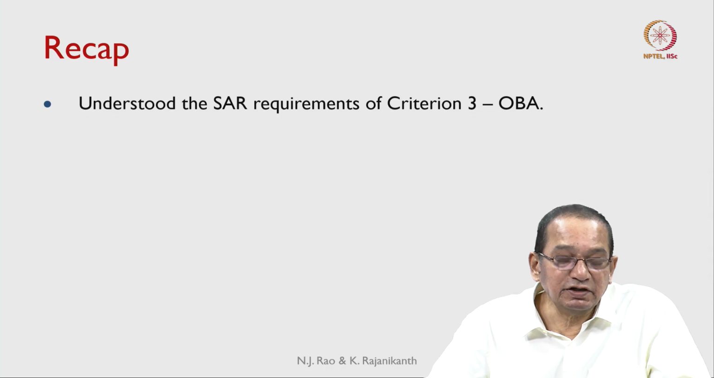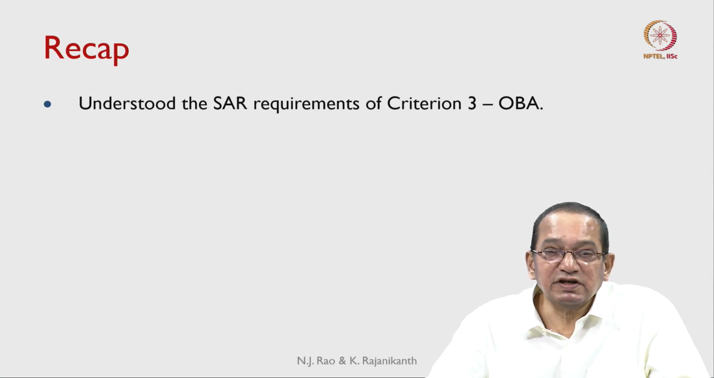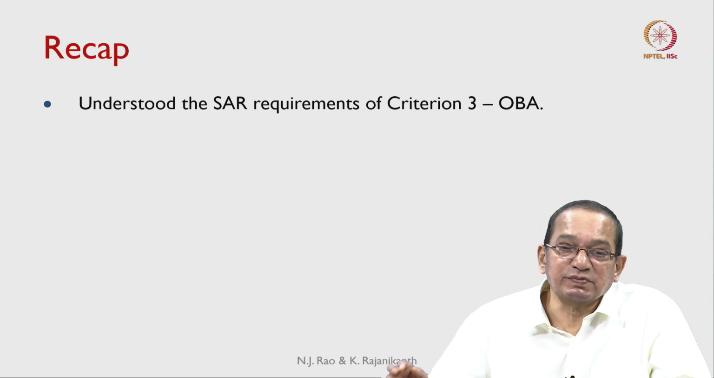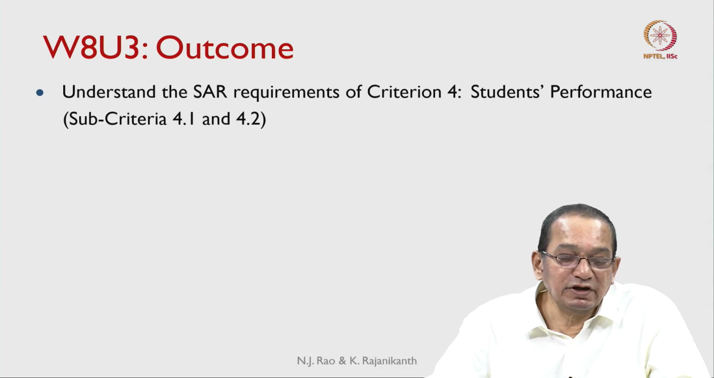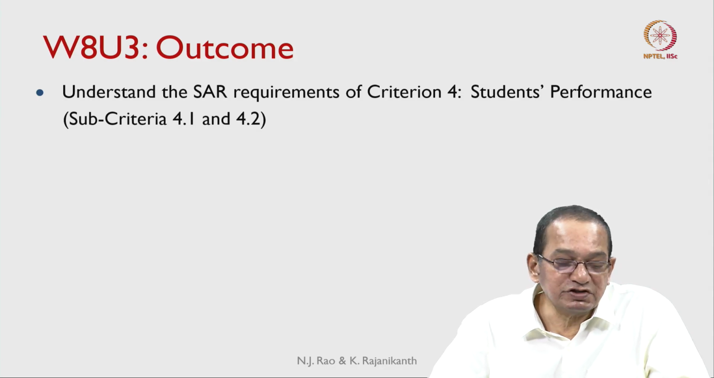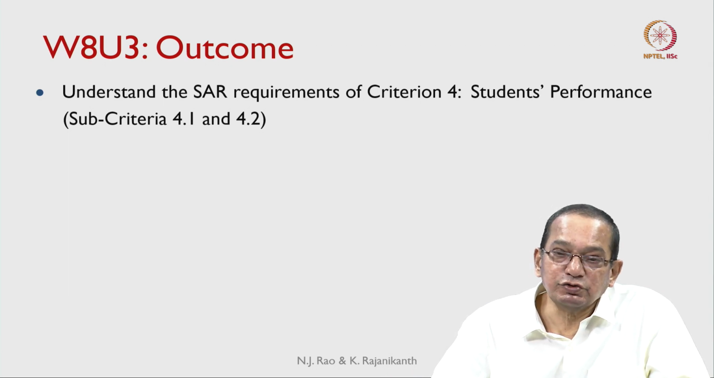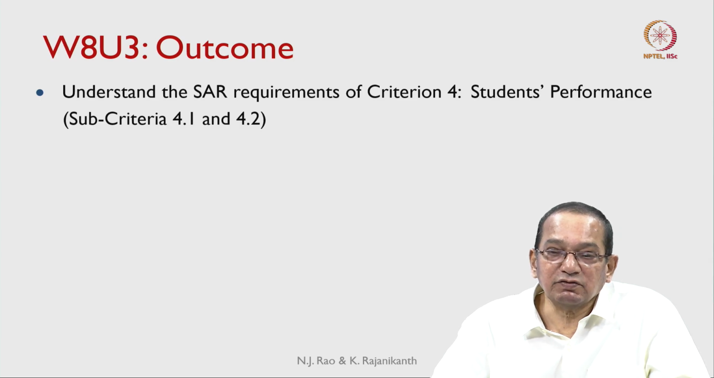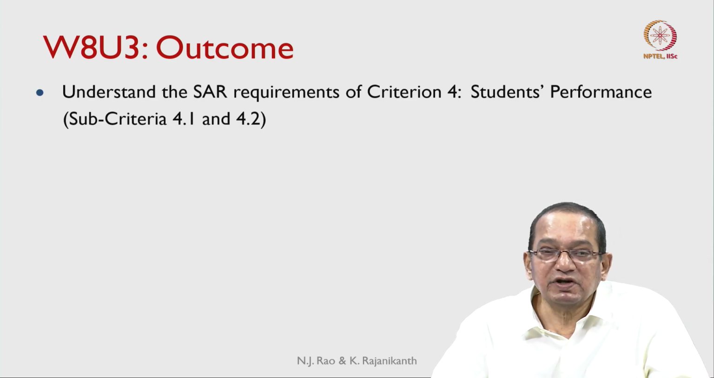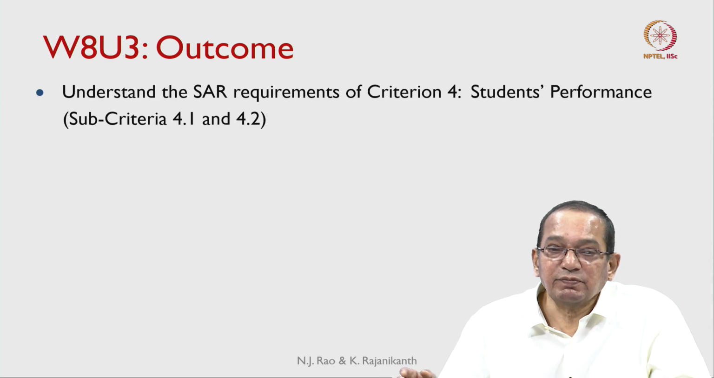Recap: in the earlier unit, we understood the SAR requirements of criterion 3, outcome based assessment, OBA. W8U3 outcome is to understand the SAR requirements of criterion 4, students' performance. We look at subcriterion 4.1 and subcriterion 4.2 in this unit, and the remaining part of criterion 4 will be discussed in the next unit.